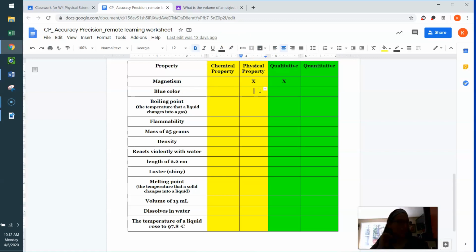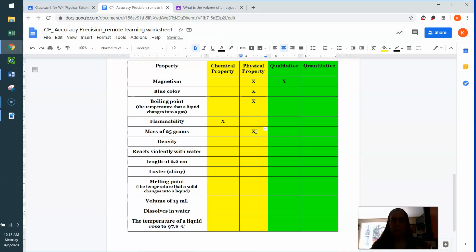Okay, so magnetism, whether or not an object is magnetic, is a physical property. There's nothing about magnetism that changes what the substance is. Again, the fact that it's blue in color would be a physical property. Now, boiling point is also a physical property because it's the temperature at which a liquid changes to a gas. That's a phase change. It's still the same substance, physical property. Flammability, however, represents the idea that a substance will burn. And if something burns, it becomes brand new, chemical property.